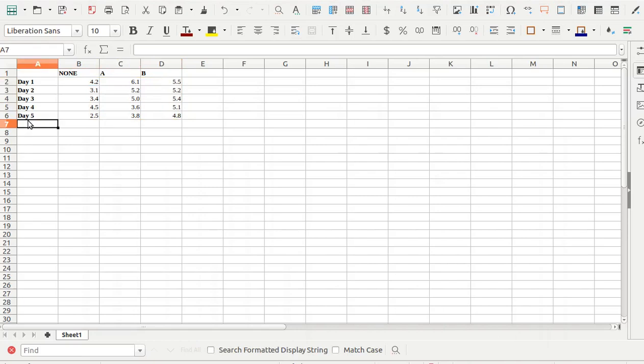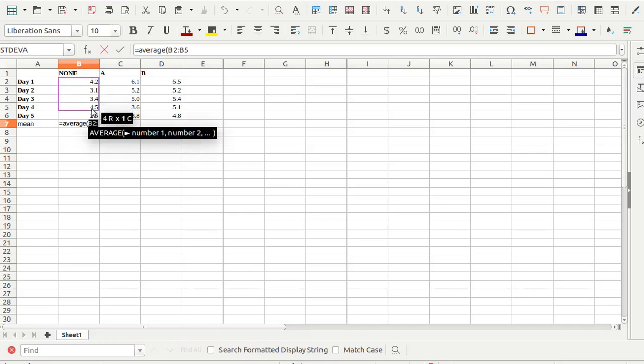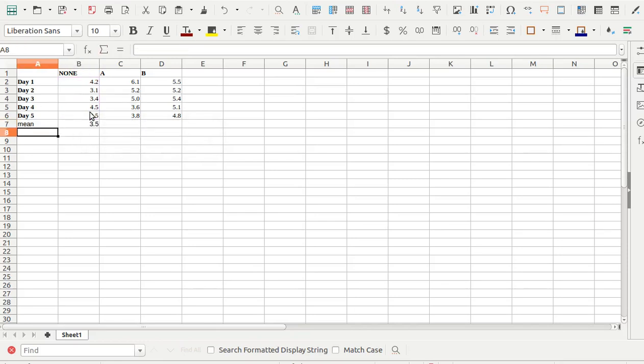Okay, now I'm going to calculate the mean, and that is equal to the average, open bracket, highlight that, close bracket. That gives me the mean, 3.5. Okay, it's formatted it to the correct number of significant figures, which is good.